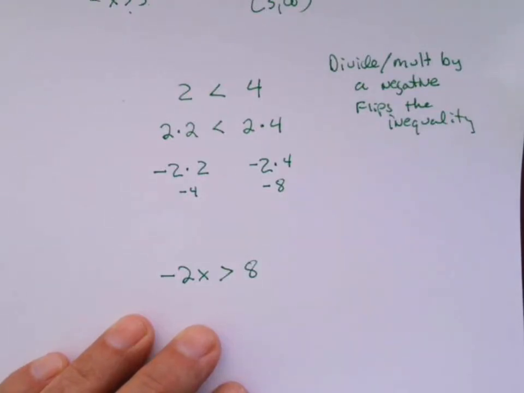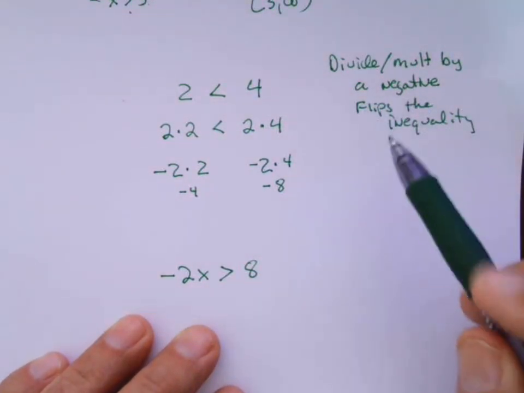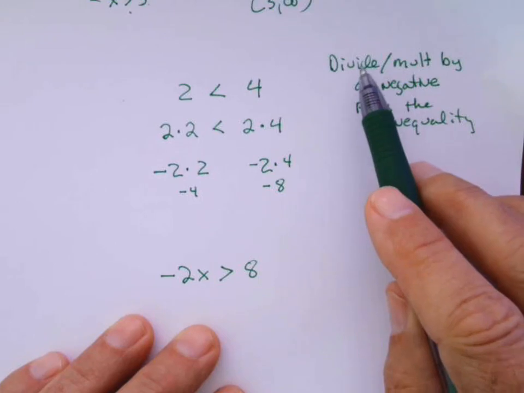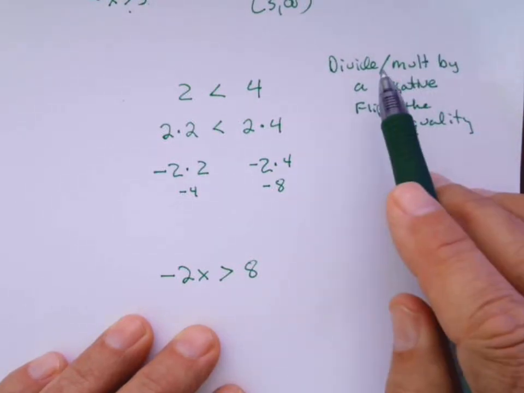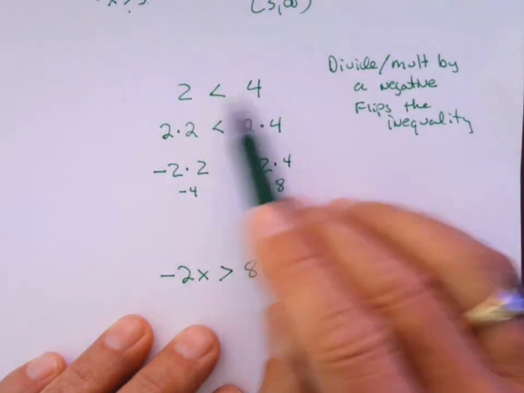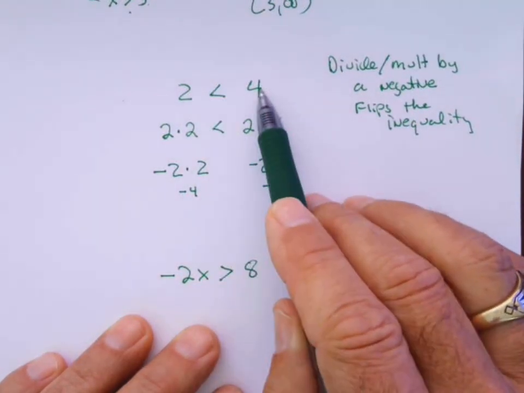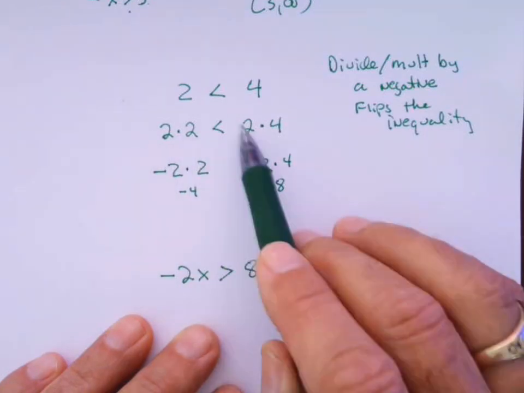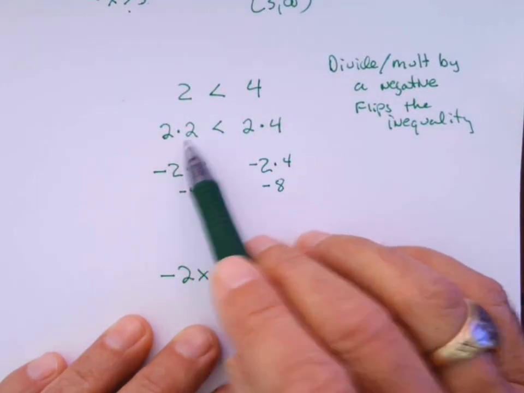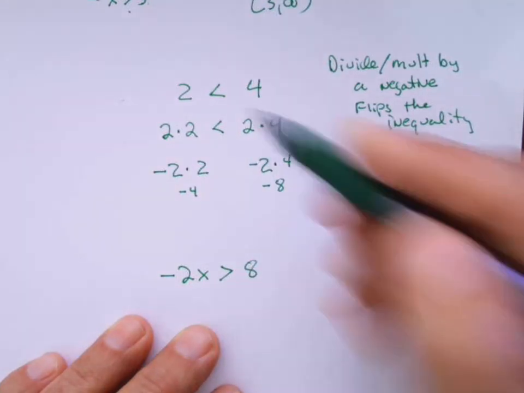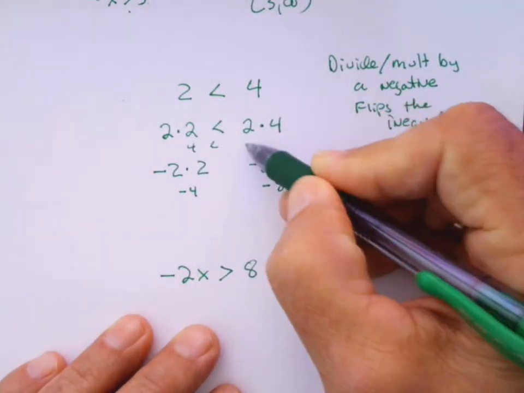One other thing that you have to be aware of with inequalities, the one thing that you have to just be on the lookout for, is what happens when you divide or multiply by a negative number. Okay? And to illustrate why this happens, for example, here's an inequality, 2 is less than 4. That's true, 2 is less than 4. If I multiplied both sides by a 2, I would end up getting 4 is less than 8. Okay, that's still true, right? 4 is less than 8.